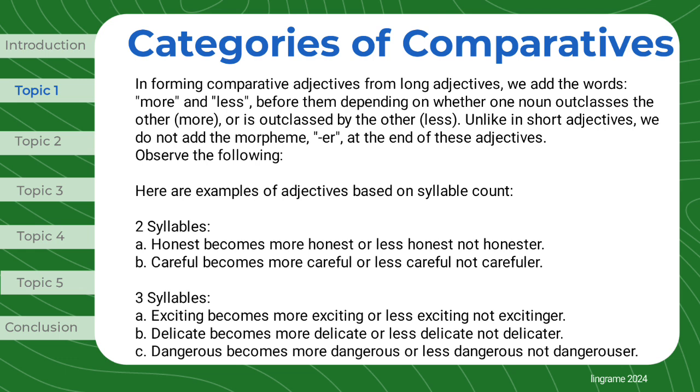Observe the following: here are examples of adjectives based on syllable count. 2 syllables. Honest becomes more honest or less honest, not honester. Careful becomes more careful or less careful, not carefuler. 3 syllables. Exciting becomes more exciting or less exciting, not excitinger.